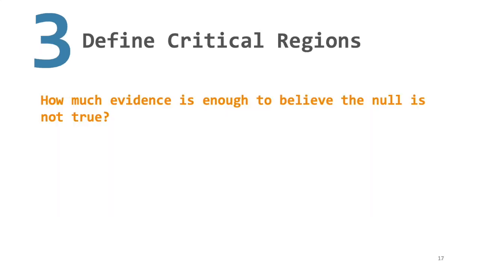We always need to define critical regions. For this class, we're just going to rely on the classic alpha equals 0.05.